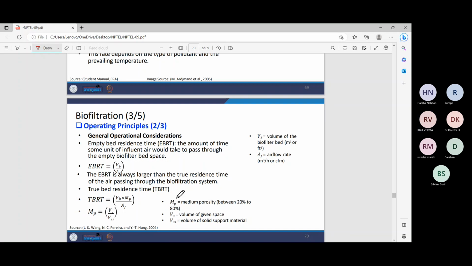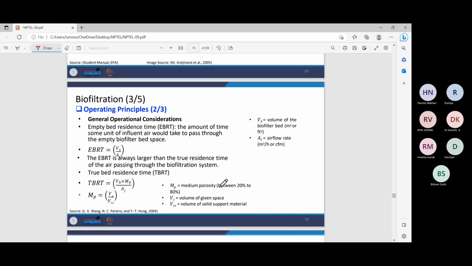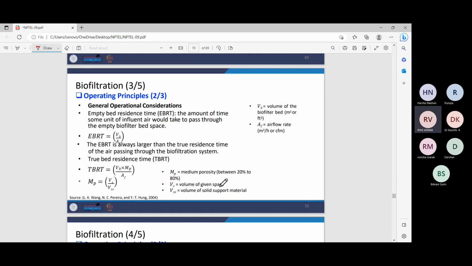When we have the microorganisms and some particles also get trapped onto the surface of those filter media, then the residence time will generally increase because the gases will take much larger time to travel from the inlet to the outlet chamber. So EBRT will always be larger than the TBRT.